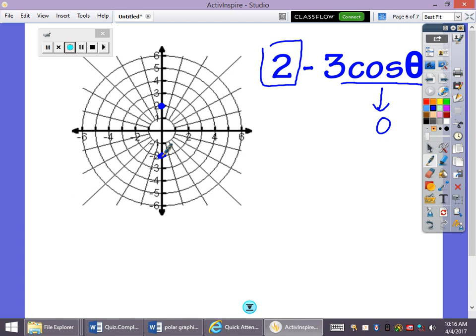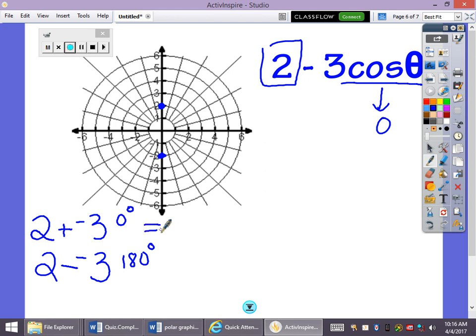Okay. Now I'm going to do 2 plus a negative 3 and 2 minus a negative 3. Okay? So this is for, I'll wait. This is for 0 degrees. This is for 180 degrees. So 2 plus negative 3 is negative 1. 2 minus a negative 3 is 5. So at 0 degrees, I'm going to go backwards 1. And at 180 degrees, I'm going to go to 5.